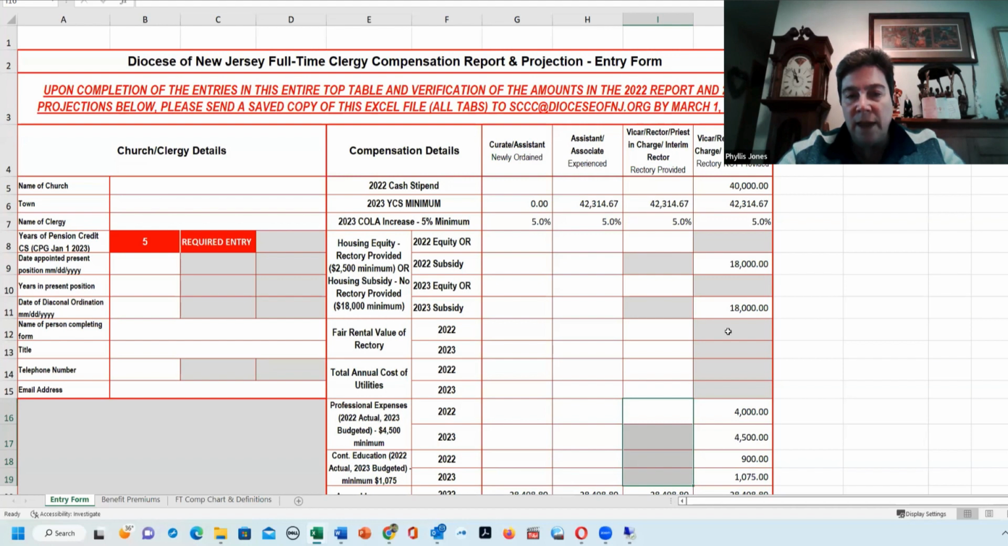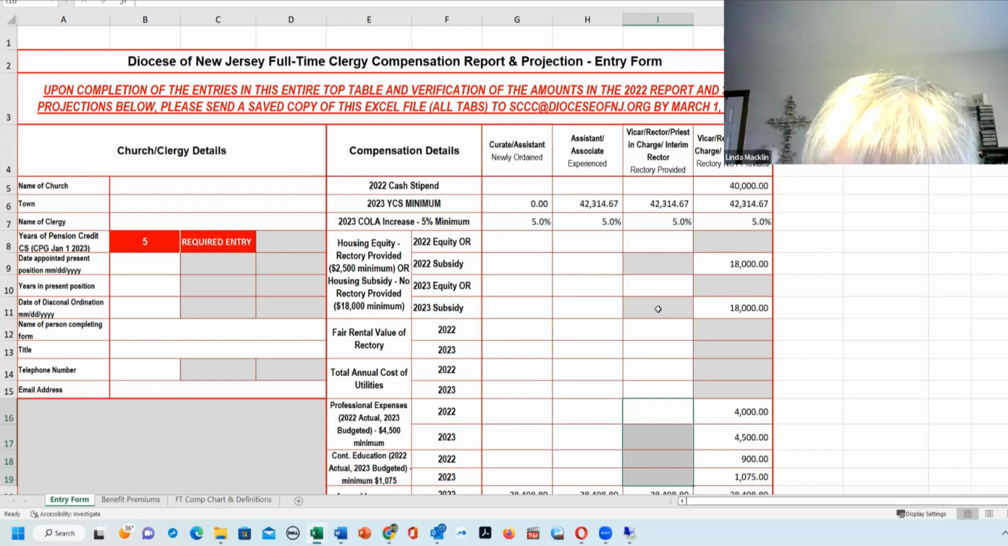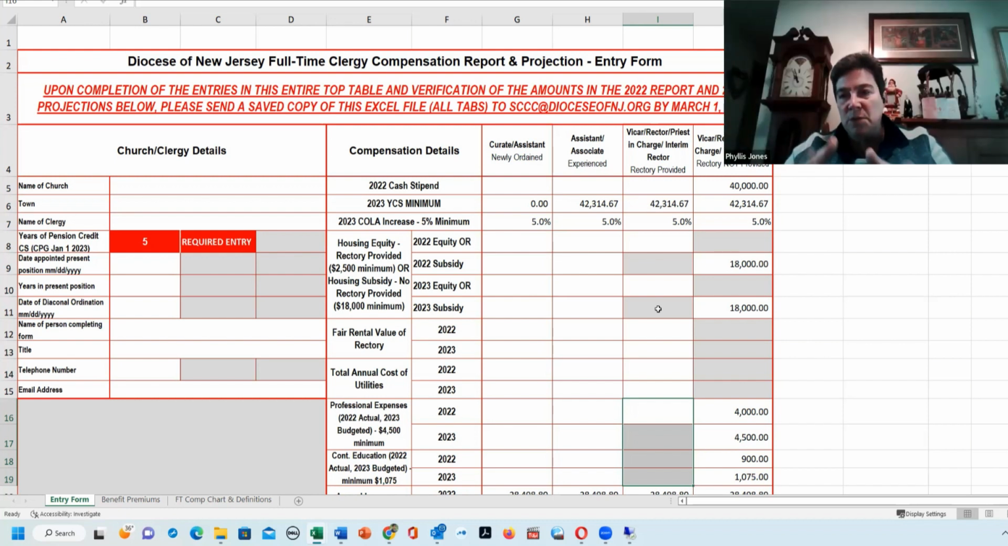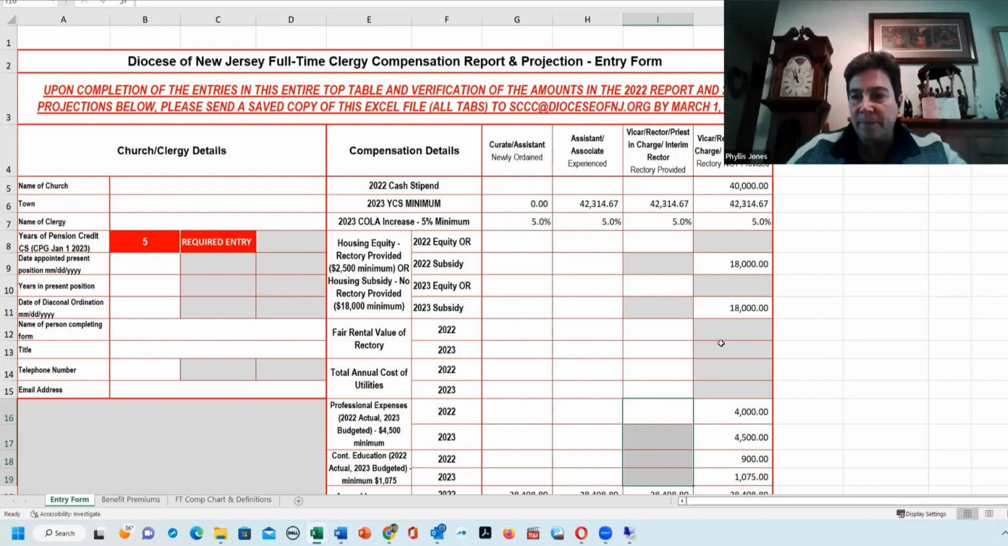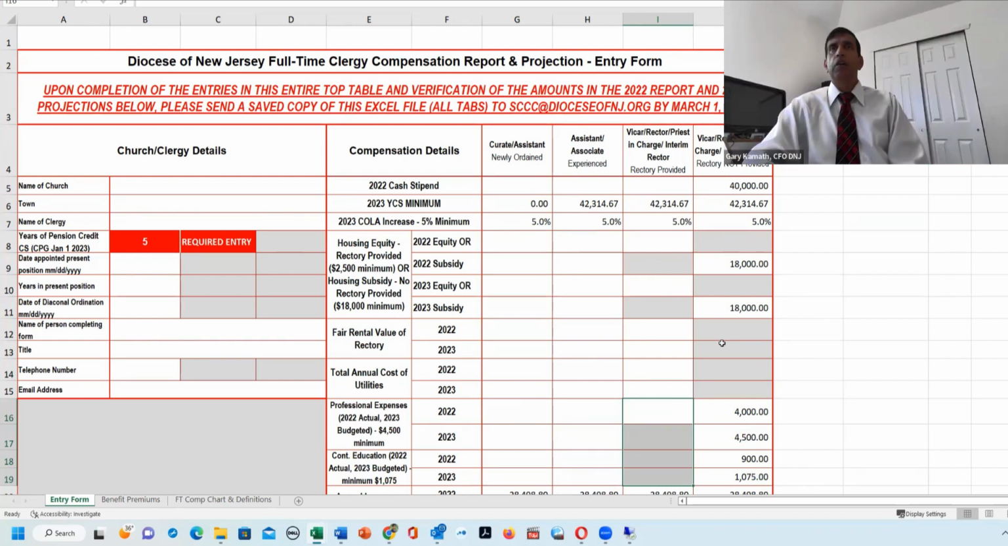Just the same way that in the column with rectory provided, you can't put anything in for the housing subsidy because it doesn't apply. So that's the reason that we separate them that way, to be able to separate those two different situations. And you are in the situation that's to the far right, that you don't have to worry anything about your rectory. Thank you. Okay. Any other questions? If not, I'll go through the part-time compensation.